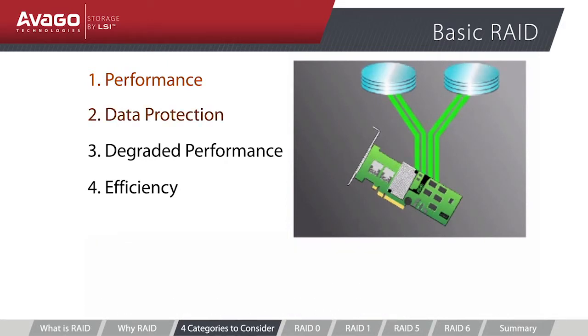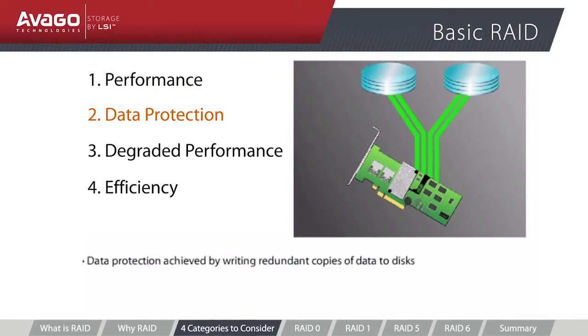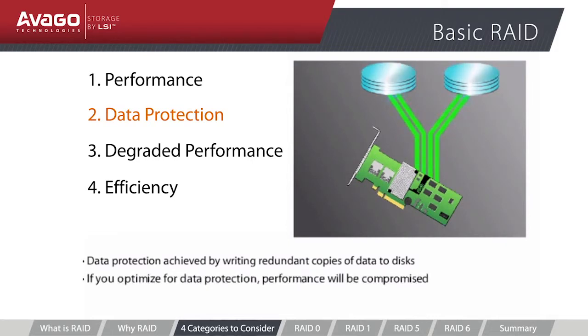The second category is data protection. RAID controllers protect against data loss in the event of a hard drive disk failure. Data protection is achieved by writing redundant copies of data to disks. There are several ways to do this, but all will consume extra disk space and affect efficiency. Optimizing for data protection will, to varying degrees, come at the expense of performance. In the process of preventing data loss, RAID controllers will consequently create higher availability for the data saved.